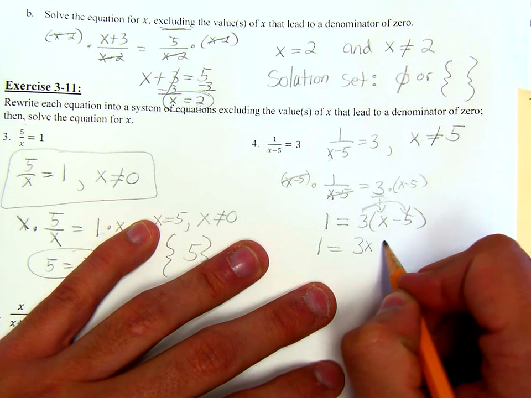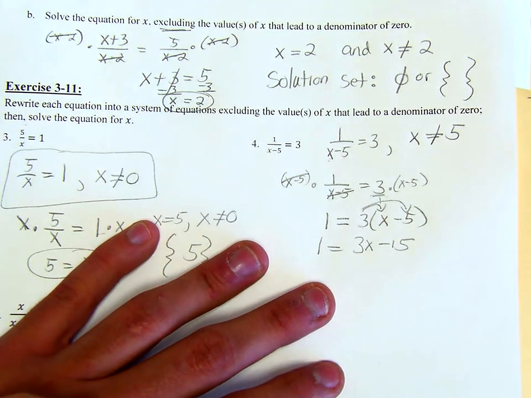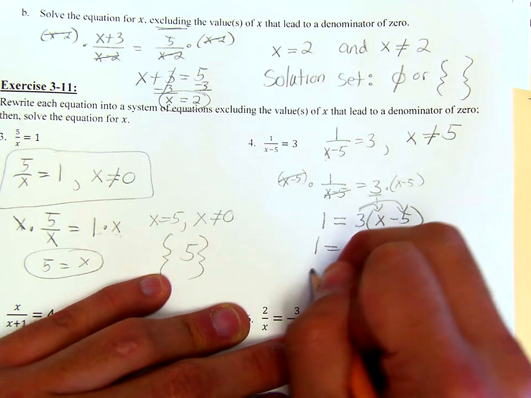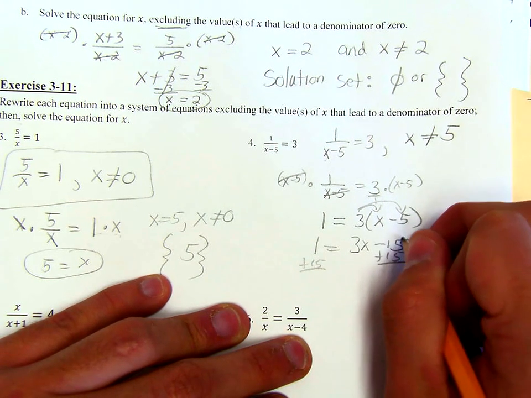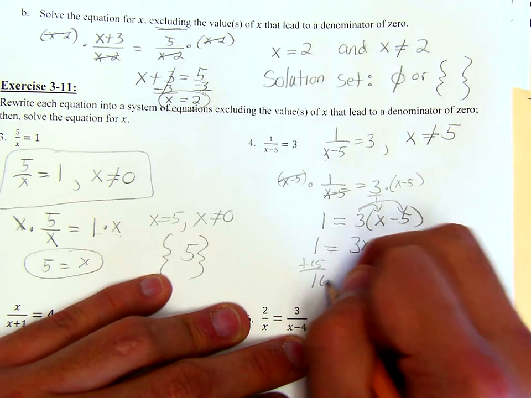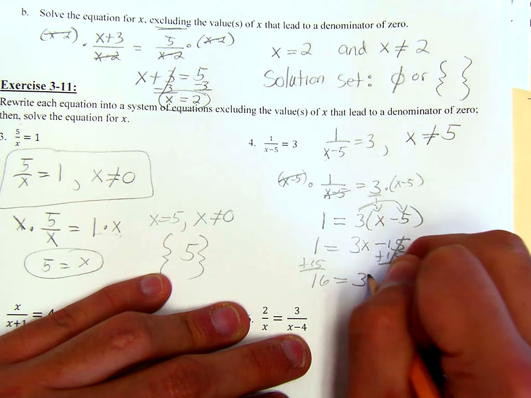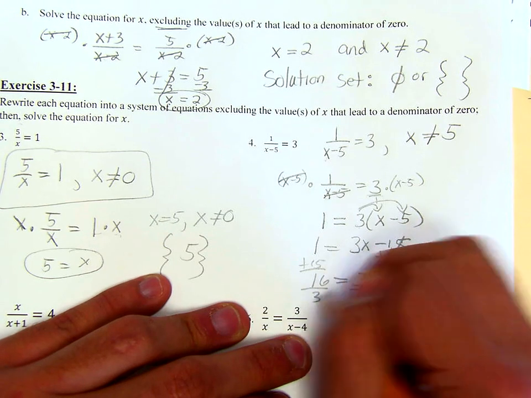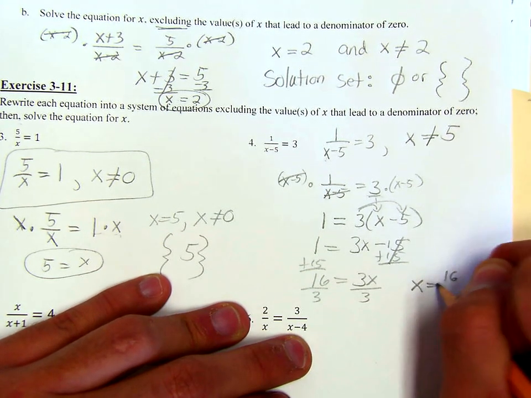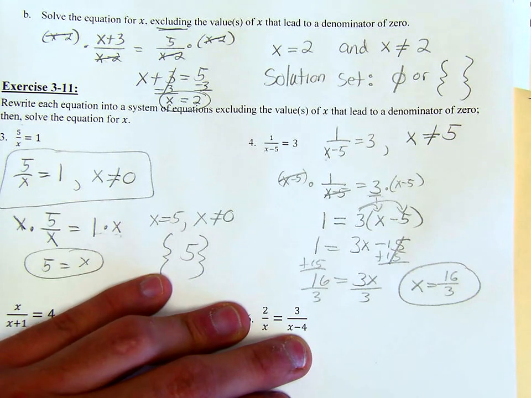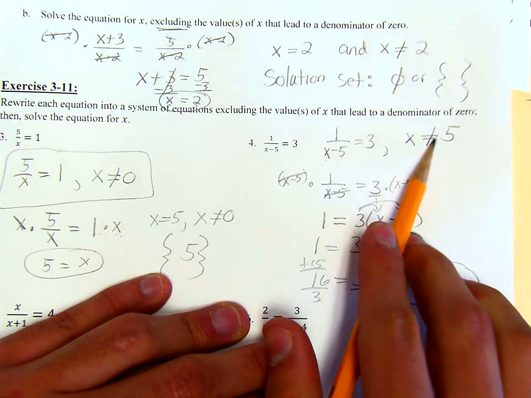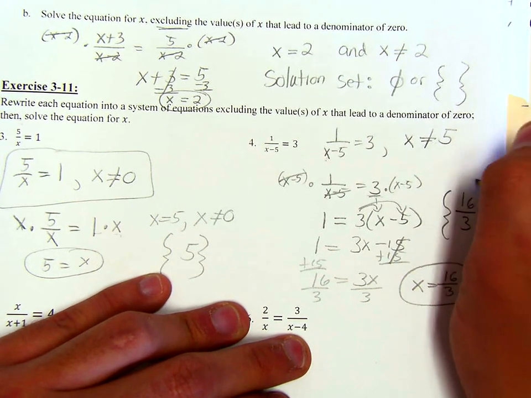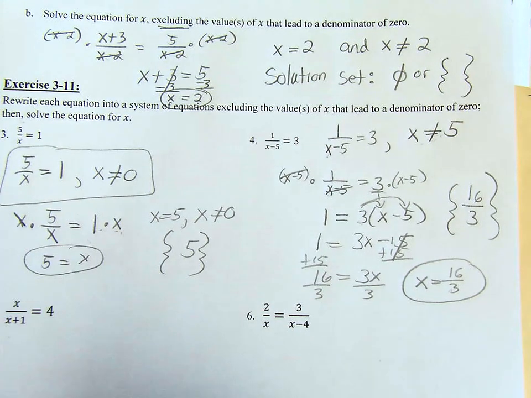And then now we just have to go through and solve for x. So we're going to add 15. Add 15. So we get that 1 plus 15 is 16 is equal to 3x. Then what we're going to have to do is divide by 3. Divide by 3. So we're going to get that x is equal to 16 over 3. So our solution set, since we didn't get x is equal to 5, our solution set will be 16 over 3. Okay? Now let's move on to exercise 5.